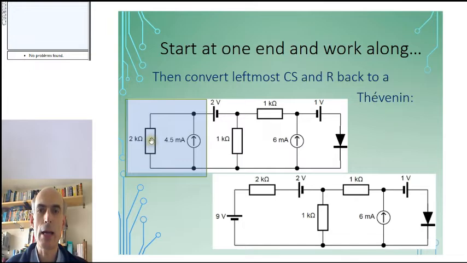Here we have a resistance and a current source. This has the form of a Norton equivalent network, so we can transform this into a Thevenin equivalent network. The open circuit voltage would be 4.5 times 2, or 9 volts, and the Thevenin equivalent resistance would just be the 2K again. Treating this as the Norton equivalent network, I can convert it to this Thevenin equivalent form.